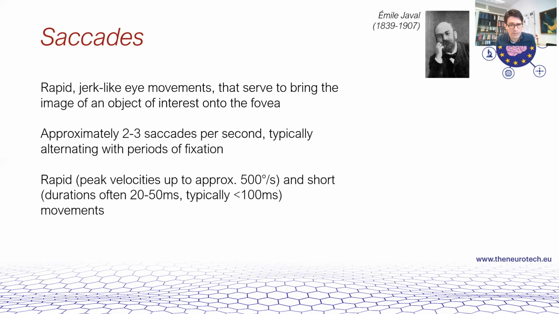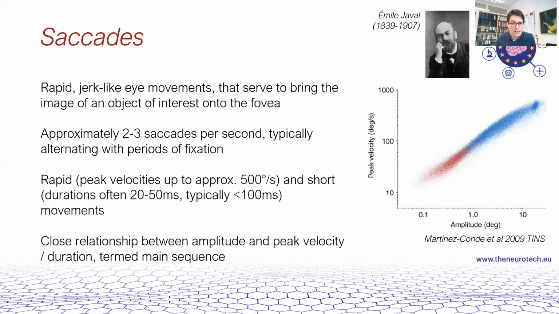Saccades are really very rapid, with peak velocities of up to about 500 degrees per second, and they're very short movements. Durations are often only 20 to 50 milliseconds, and they're typically less than 100 milliseconds. A noteworthy feature about saccades is the very close law-like relationship between saccadic amplitude in degrees, and the peak velocity in degrees per second, or the duration in milliseconds. This relationship is termed the main sequence, and it can be seen here on the right in an image from a paper by Susana Martinez-Conde.